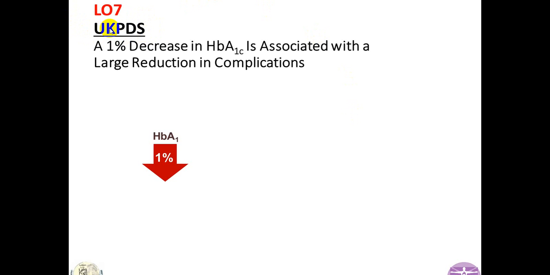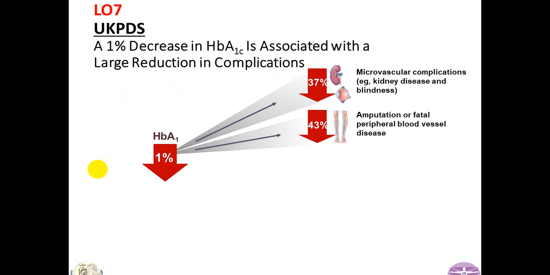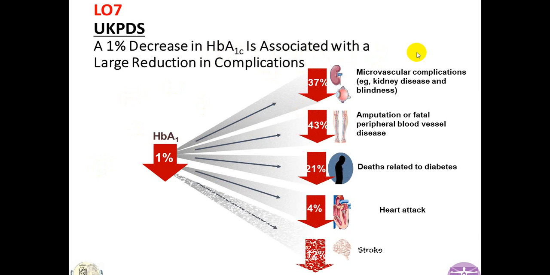very frequently. In this study that was conducted in the United Kingdom, they found a 1% reduction or decrease in HbA1c is associated with a large reduction in the complications of diabetes. Just a 1% reduction will result in a 37% reduction in microvascular complications such as kidney disease and blindness, and diabetes is the major cause of renal failure and blindness in the world.